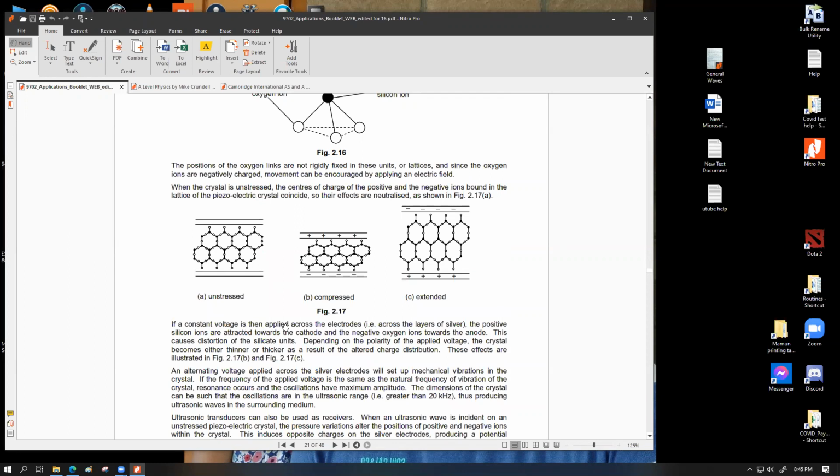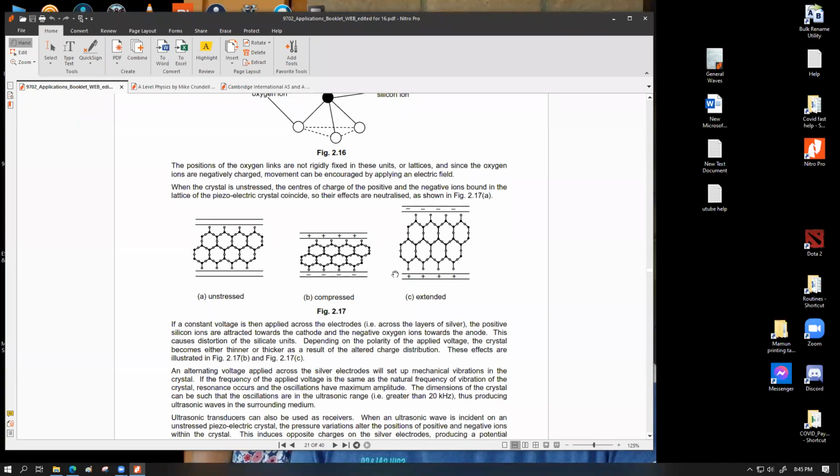If a constant voltage is then applied across the electrodes, for example the layers of silver, the positive silicate ions are attracted towards the cathode and the negative ions toward the anode. This causes distortion in the silicate unit. So what they're telling us is that if we apply a voltage, we can achieve this compression state. If we apply a reverse voltage, we can get this state as well. Which means we can make the silicate crystal vibrate by applying the voltage.